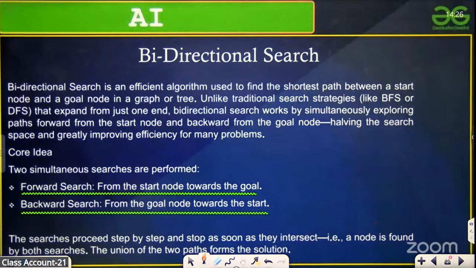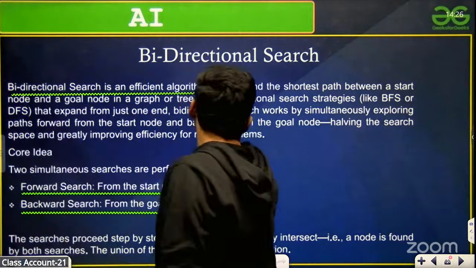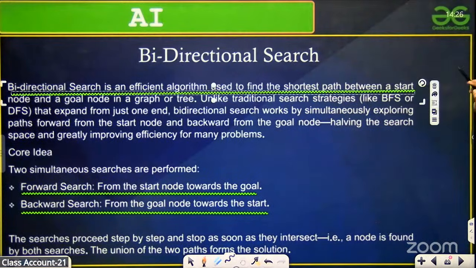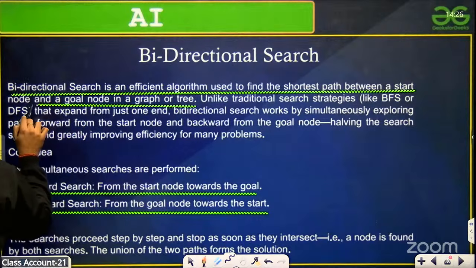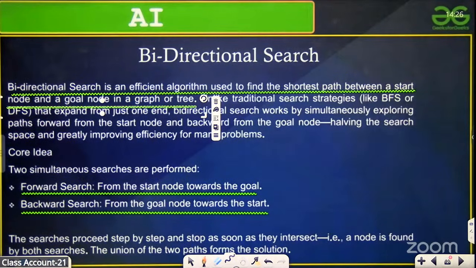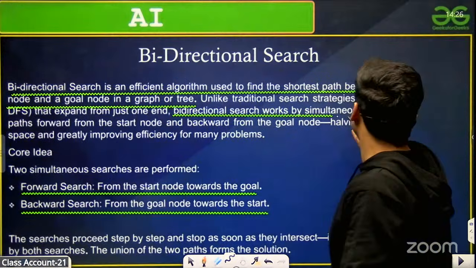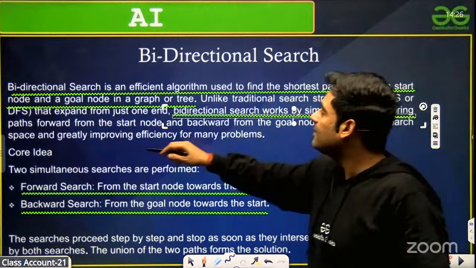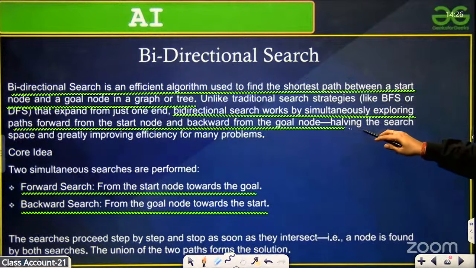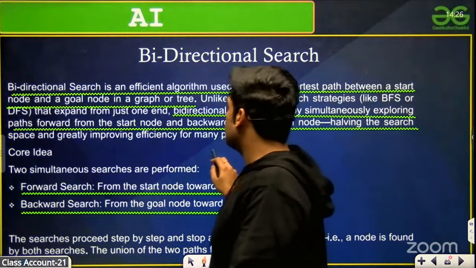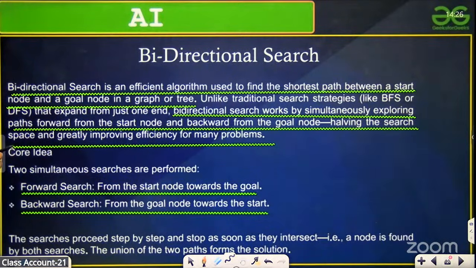It is an efficient algorithm that is used to find the shortest path between a start node and a goal node in a graph or tree. Bidirectional search is an uninformed search. Unlike traditional strategies like BFS and DFS, bidirectional search works by simultaneously exploring paths forward from the start node and backward from the goal node, halving the search space and greatly improving the efficiency for many problems.